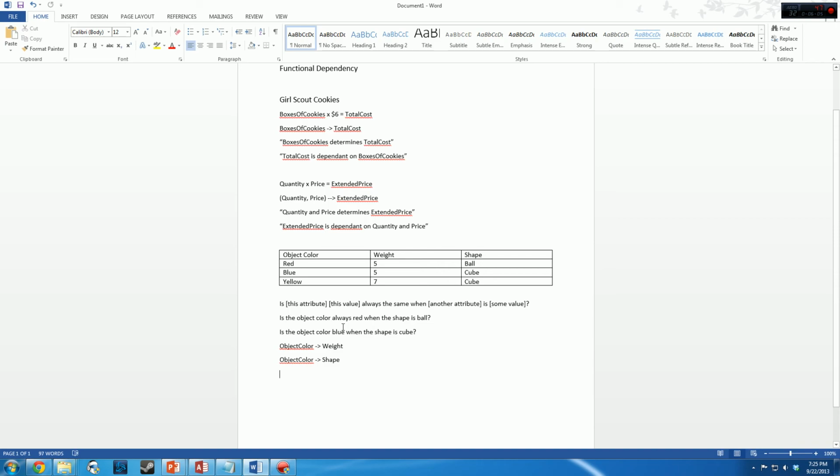As a matter of fact, the only functional dependencies we have in this example are these two, because through elimination, we narrowed out the other two. And we can express this in shorthand by saying that object color determines weight and shape. So if I know object color, I can determine the weight and the shape of the object. So that's a basic functional dependency. More to come.